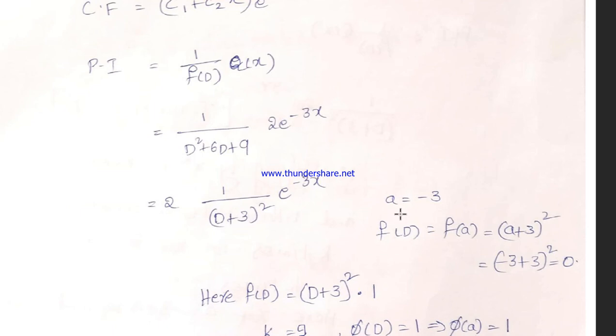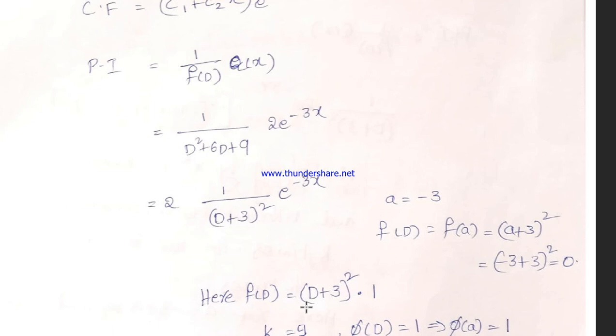Here we have already substituted the a value. a is equal to minus 3, so f of a is equal to a plus 3 whole square, that is minus 3 plus 3 whole square, and the value is 0. So that's why we'll go to the second case. In the second case, f of D is written as D minus a whole power k into phi of D. But here only one factor is there. How to write phi of D?